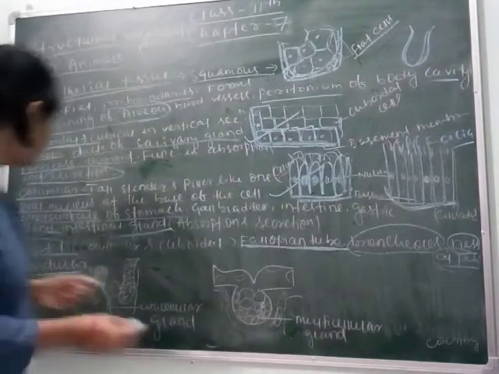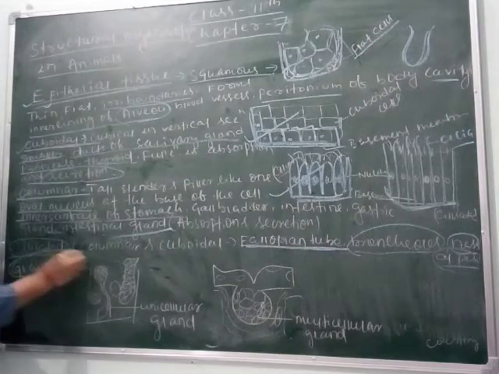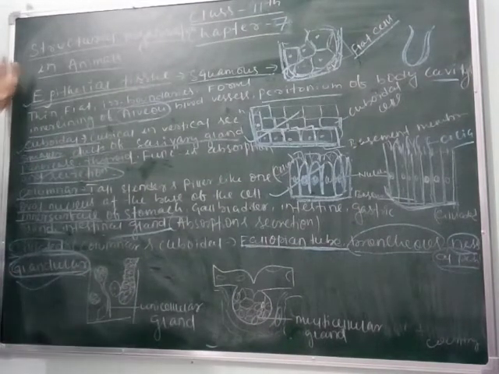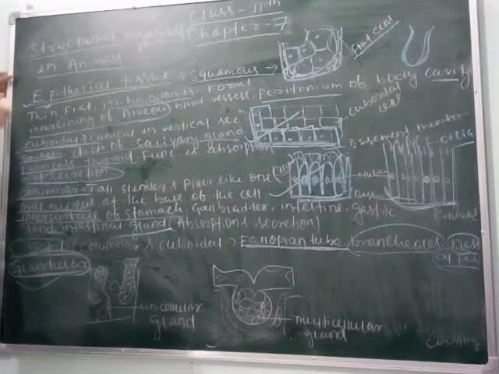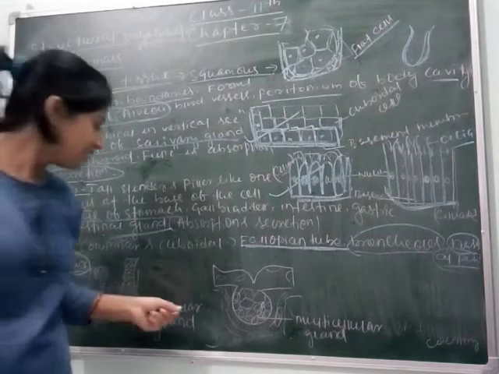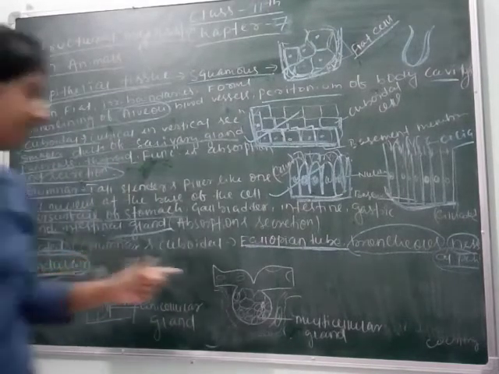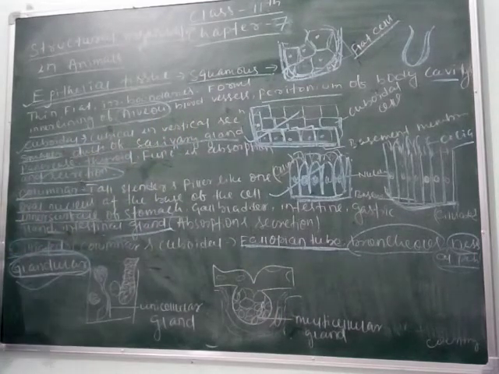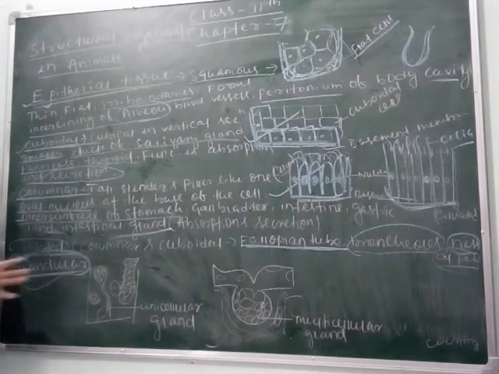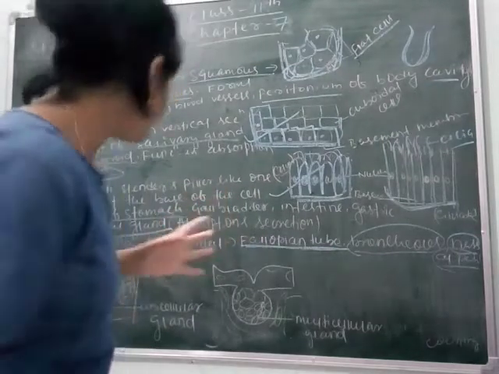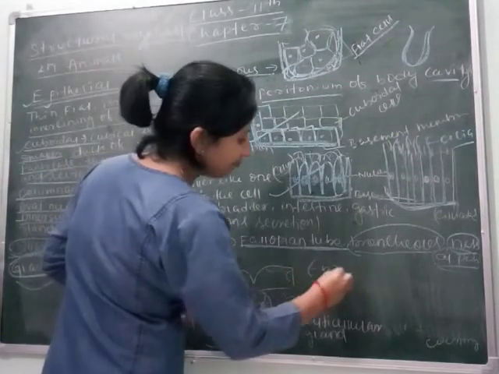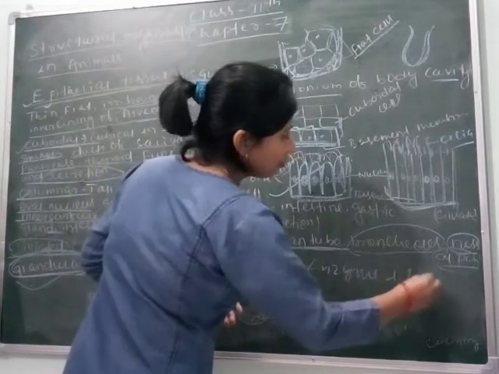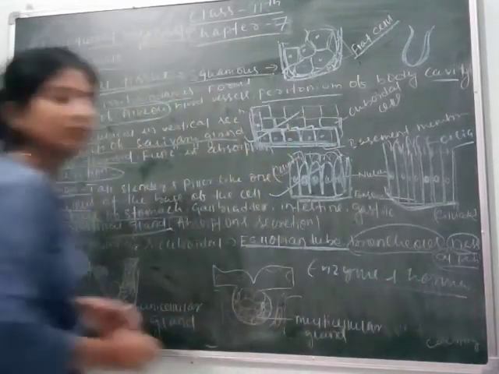The name is so because it forms or constitutes all the glands present in our body. Glandular tissue is of two types. One is unicellular gland and another is multicellular gland. It means the glands which we see are of two types, unicellular and multicellular. Their main function is to secrete enzymes and hormones. So what type of secretion occurs through glandular tissue?